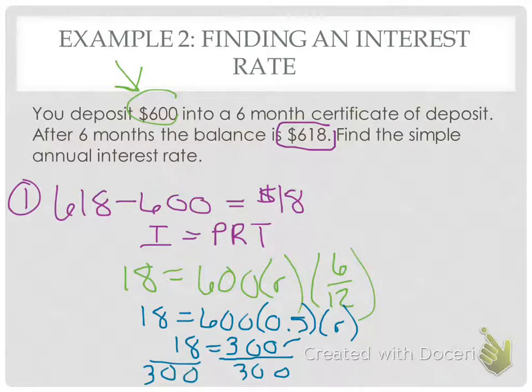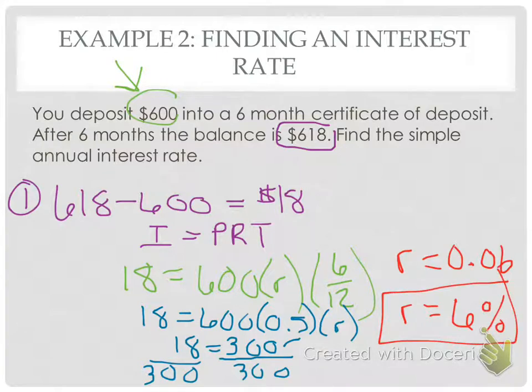And R equals what? R equals what decimal? It's going to be a decimal. 0.06. And then as a percentage, R would equal 6%.